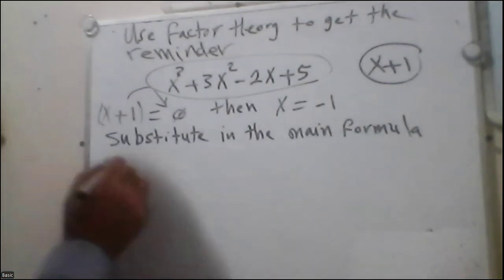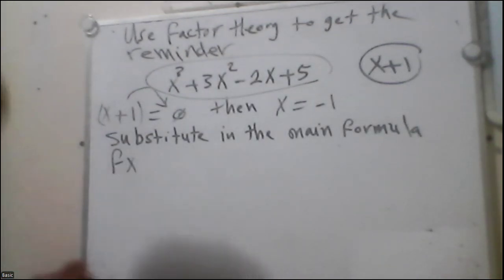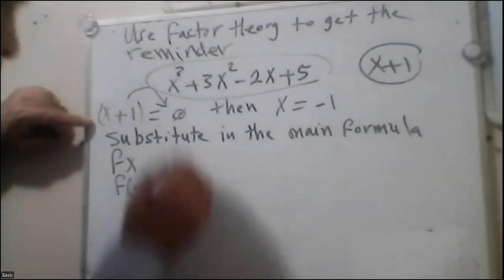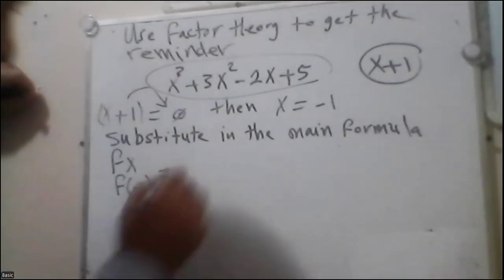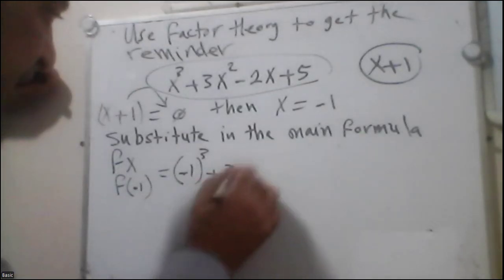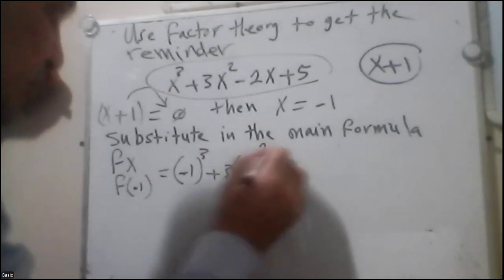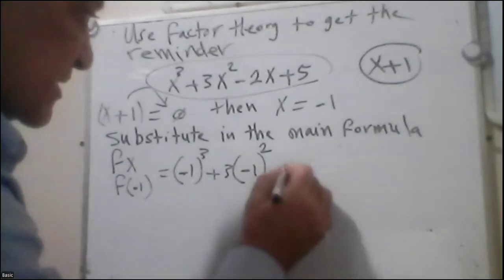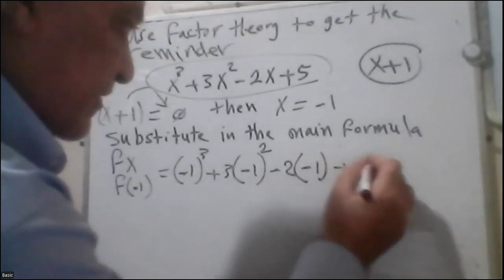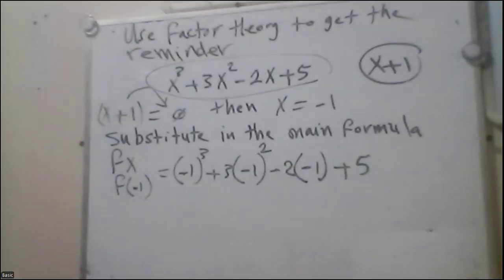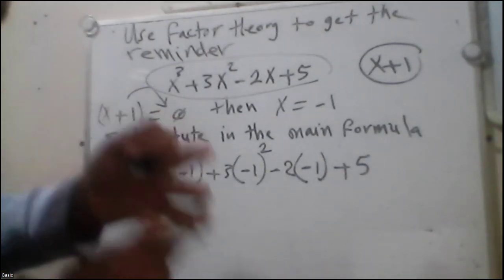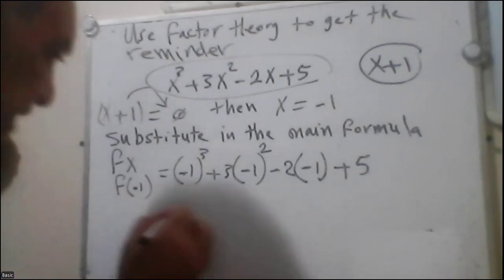So I would say now f(x), which is f(-1), will equal x cubed, which will be (-1) cubed, plus 3 multiplied by (-1) squared, minus 2 multiplied by -1, plus 5. Then (-1) cubed means -1 multiplied by -1 multiplied by -1, which means -1.